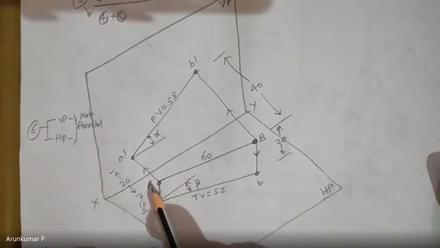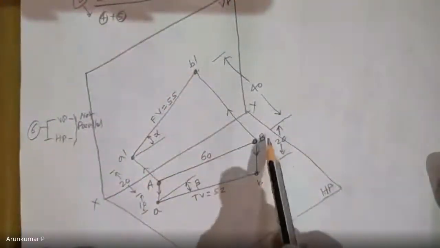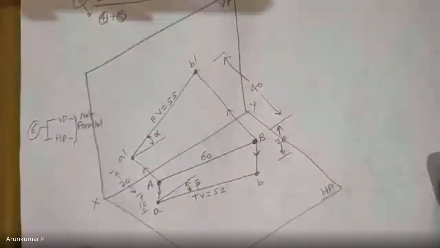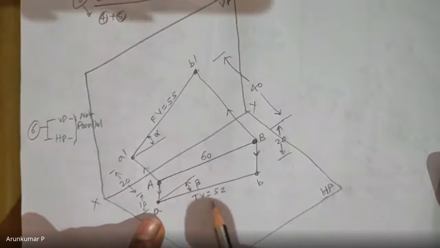Simply because the line AB, in this case, you can see the end A is 20 mm above HP. The line AB is not parallel to HP. So when it is not parallel and it is inclined to HP by some angle theta, then in the top view you are going to get a lesser length. So this is a case where you get apparent length in the front view as well as the top view.